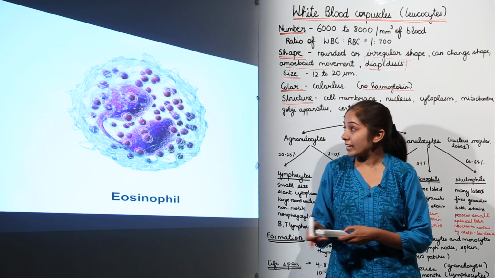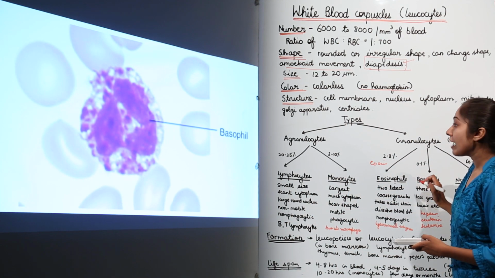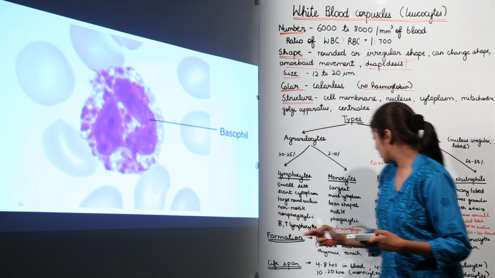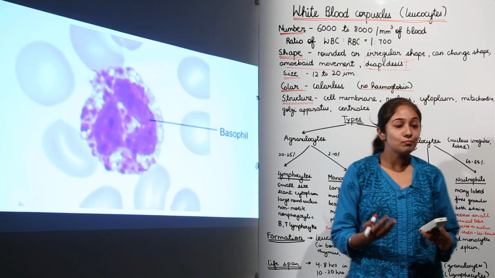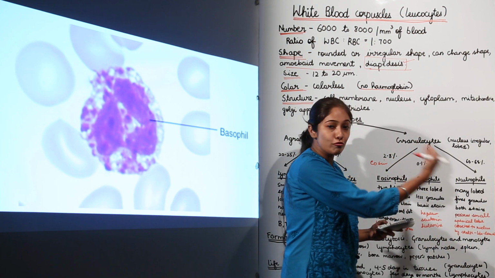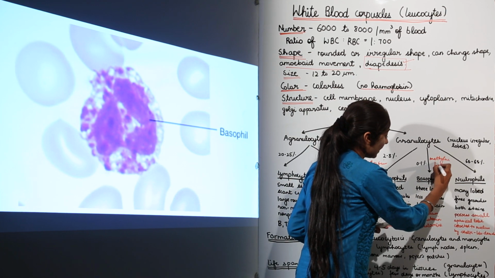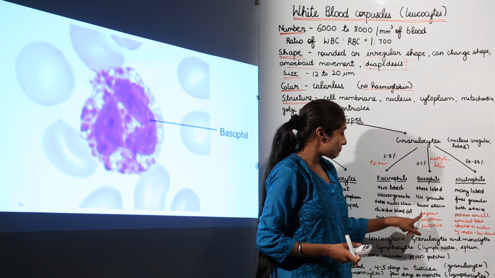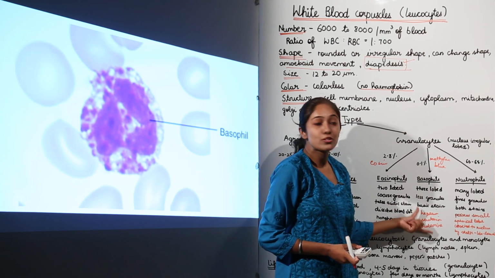Then moving on to basophils, they have a three-lobed nucleus, as you can see. They take the basic stain, that is methylene blue. That is why the name is basophils. Which stain do they take? Basic stain, that is methylene blue. They have fewer granules, and they secrete heparin, serotonin and histamine. So this is also one of the main features of basophils.